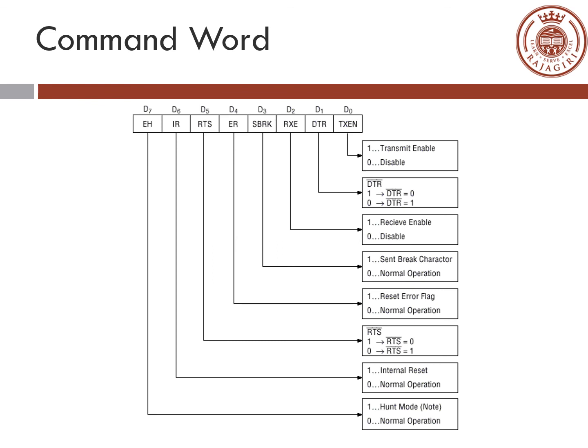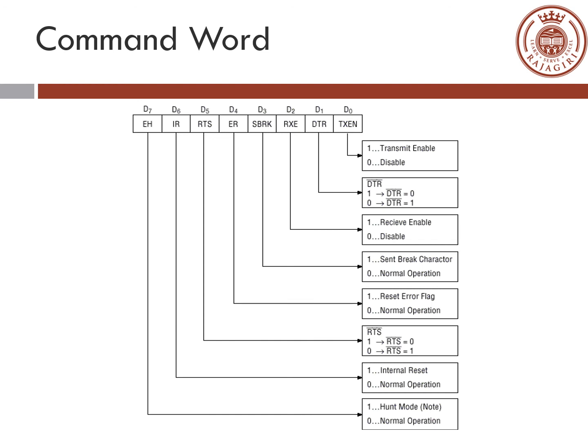This slide shows the format for the command word. There are 8 bits going from D0 to D7. The lowermost bit is TXN. In all these cases, when a bit is set to 1, that function is enabled, and 0 means it's disabled. TXN is transmit enable, which enables the transmit part of the 8251. 0 means it's disabled. DTR is for sending the data terminal ready signal. 1 means a DTR of 0 is sent, which means it's active low, and 0 means DTR is not sent, that is DTR is set to 1.